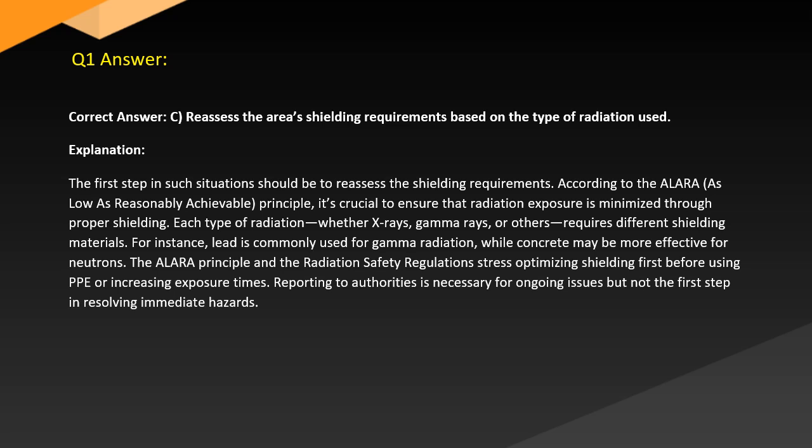Each type of radiation, whether X-rays, gamma rays, or others, requires different shielding materials. For instance, lead is commonly used for gamma radiation, while concrete may be more effective for neutrons. The ALARA principle in the radiation safety regulations stresses optimizing shielding first before using PPE or increasing exposure times. Reporting to authorities is necessary for ongoing issues but is not the first step in resolving immediate hazards.